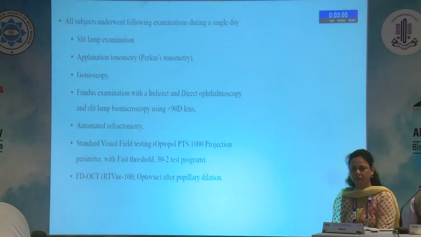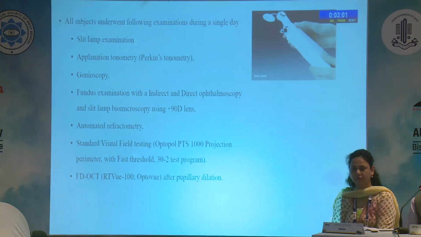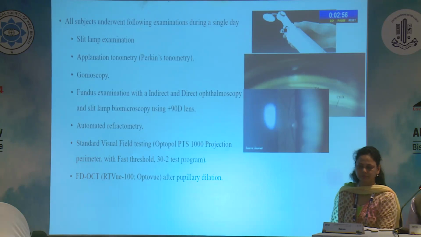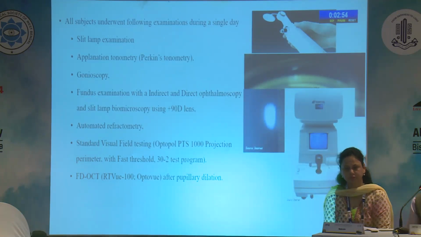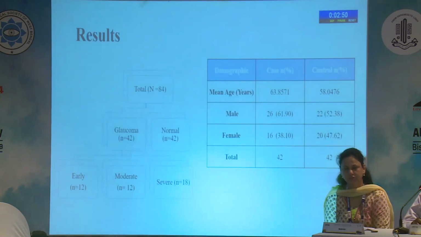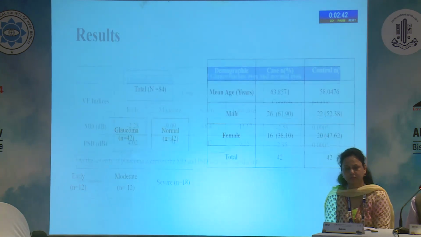All subjects underwent the following examinations during a single day: slit lamp examination, applanation tonometry using Perkins tonometer, gonioscopy, fundus examination with indirect, direct, and slit lamp biomicroscopy using 90D, automated refractometry, standard visual field testing, and FD-OCT after pupillary dilatation. Results: 84 eyes were included, of which glaucomatous were 42 and normal were 42. Early were 12, moderate were 12, and severe were 18.